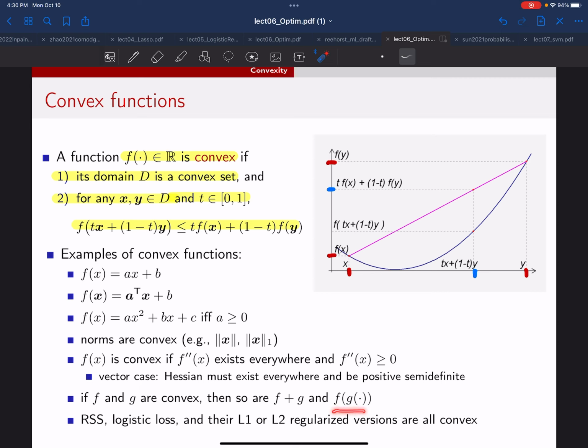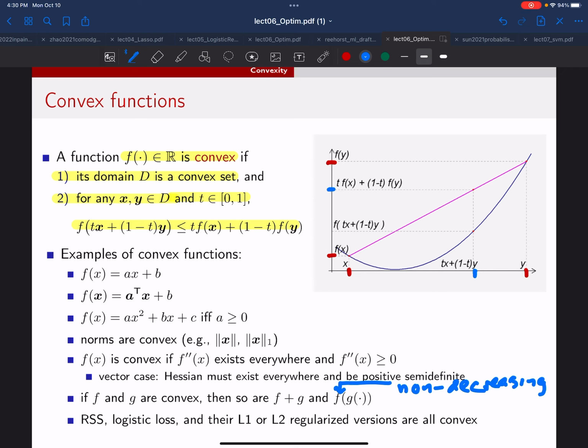Composition is also convex, although there is one additional requirement that I forgot to write here. The second function needs to be non-decreasing. So if it's convex and non-decreasing, then when you cascade it through those two functions, that composition is also convex.